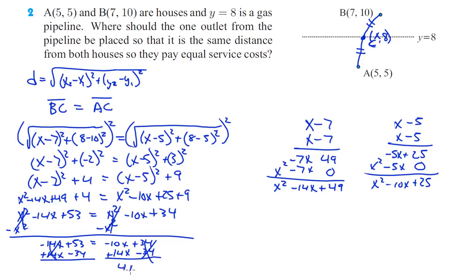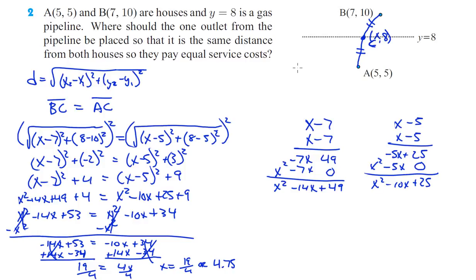Right? So we get 4x equals, let's see, 53 minus 34. Is that 34? Yeah, 34. So 53 minus 34 gives us 19. Divide both sides by 4, and we get x equals 19 fourths. Or you could say, let's see, 19 divided by 4 gives us 4.75. Okay, so we now know that this x here has to be 4.75.